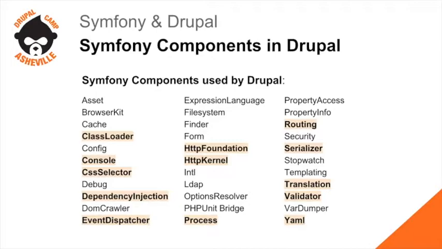Process, not sure about that. Routing, which works in conjunction with the kernel. This is basically the request path to controller type logic, I believe. Serializer, which is just converting objects into JSON, or arrays into JSON or XML. Translation, not too familiar on that. I'm sure it has to do with translations.